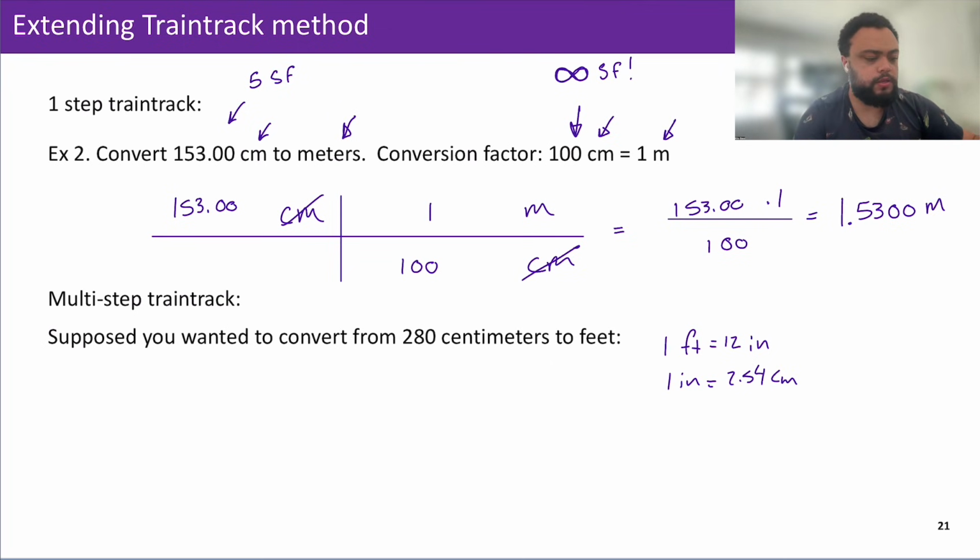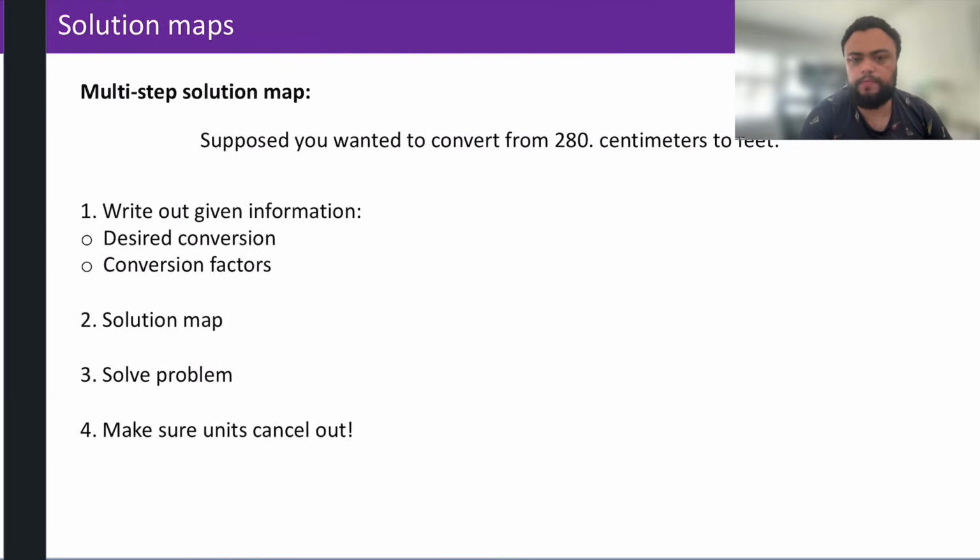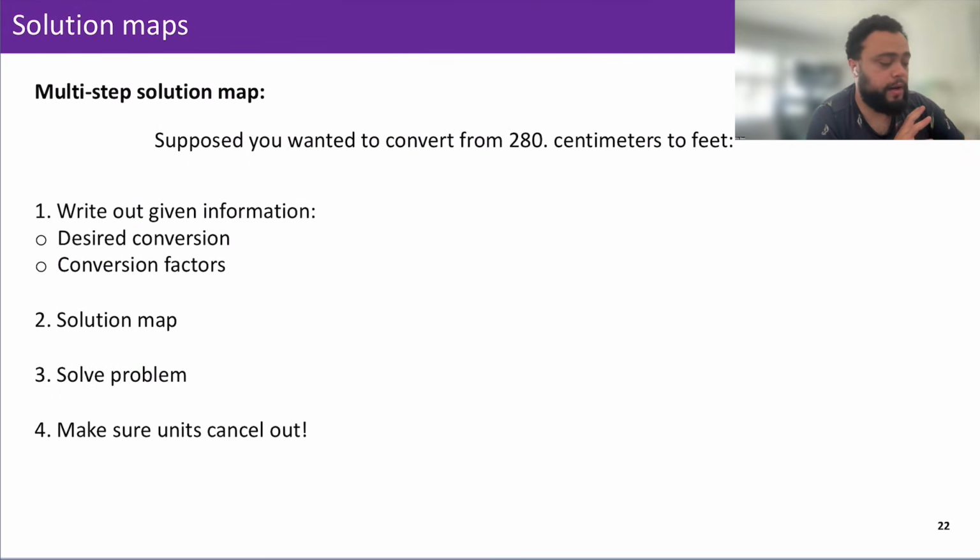And actually, let's go ahead and do this over here. So if you have a multi-step problem where you need to go through many different instances of the train track method in order to get to your answer, you might want to do it this way so you can kind of keep track of things. First, write out where you want to go. We want to take 280 centimeters and convert that to feet. So our desired conversion is going to go right here. You have centimeters. We're going to turn that into feet.